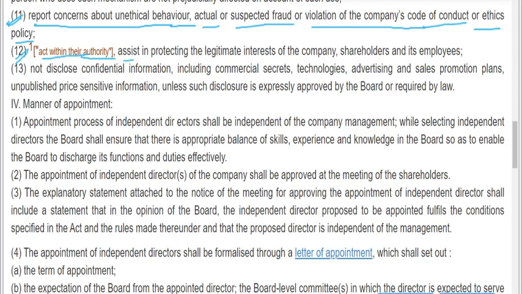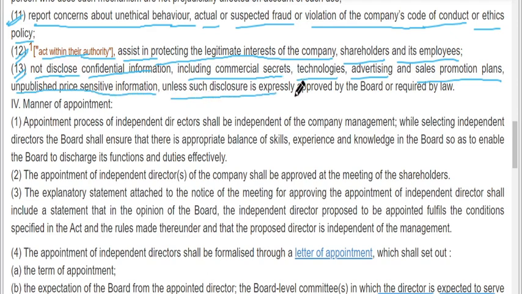They shall assist in protecting the legitimate interest of the company, shareholders, and its employees. Independent directors shall not disclose confidential information including commercial secrets, technologies, advertisements, sales promotion plans, unpublished price sensitive information unless such disclosure is expressly approved by the board or required by law.